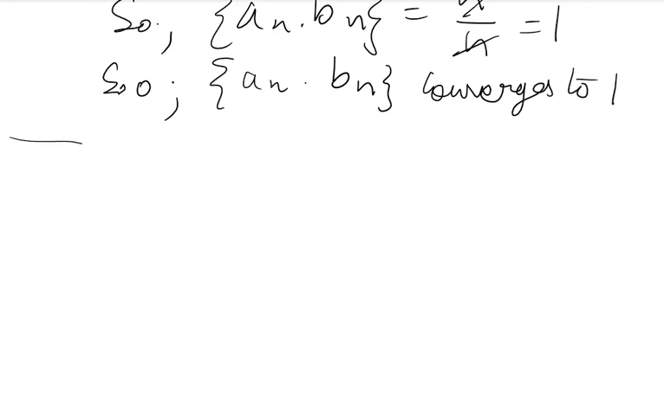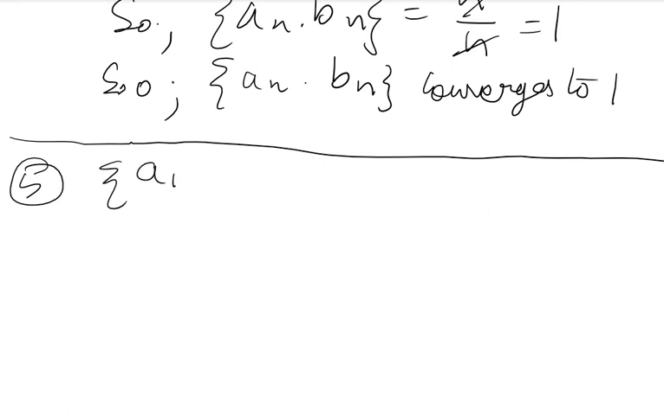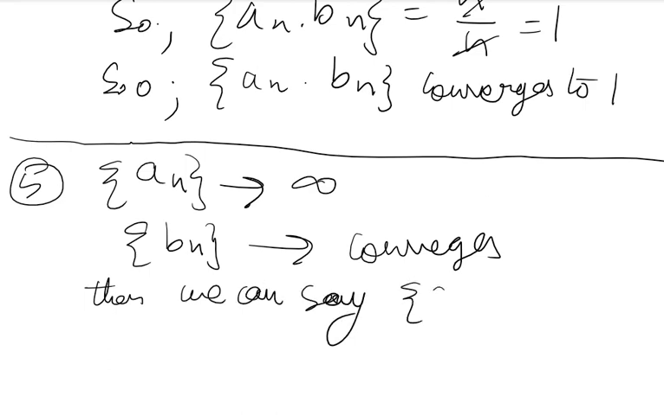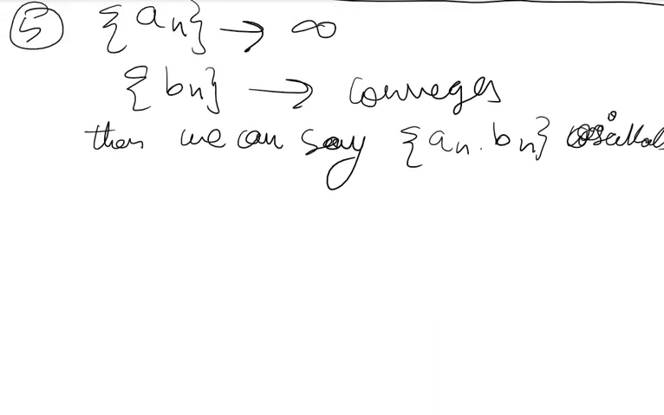Now let us go ahead with the next example, and that would be example number 5. Example number 5 says that if we take a sequence An that tends to infinity, and then we take a sequence Bn, and we say that this sequence converges, then we can say An dot Bn oscillates. So let me give you an example of how the multiplication of these two will oscillate.